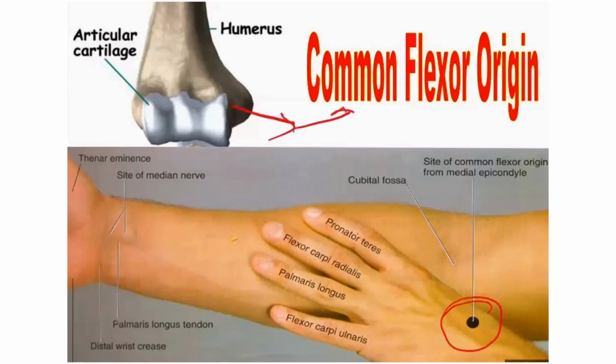All the 5 superficial muscles of the flexor compartment of the forearm arise by a common origin, the medial epicondyle of humerus. The muscles are pronator teres, flexor carpi radialis, palmaris longus, flexor digitorum superficialis, and flexor carpi ulnaris.